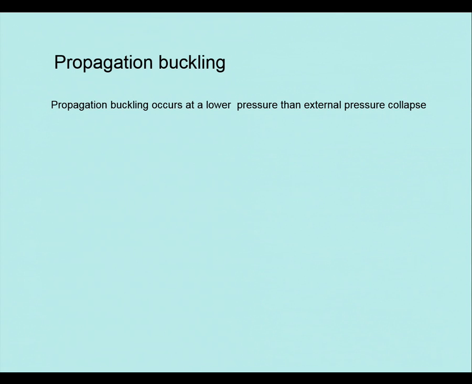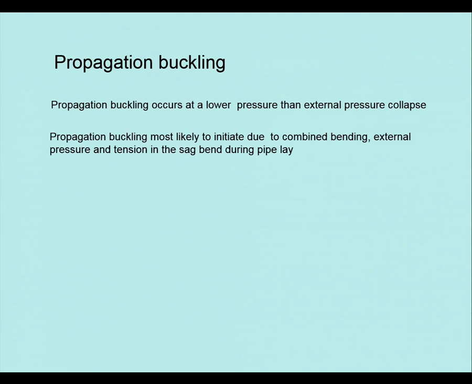So propagation buckling occurs at a lower pressure than external pressure collapse. Propagation buckle is most likely to initiate due to combined bending, external pressure and tension in the sag bend during lay. So in other words, if I overbend it here and I've got my pressures too great here and it collapses, that collapse will propagate all the way up here till that pressure is no longer capable of propagating the buckle. So that's why we don't like buckling, and we'll discuss a few things in a bit.